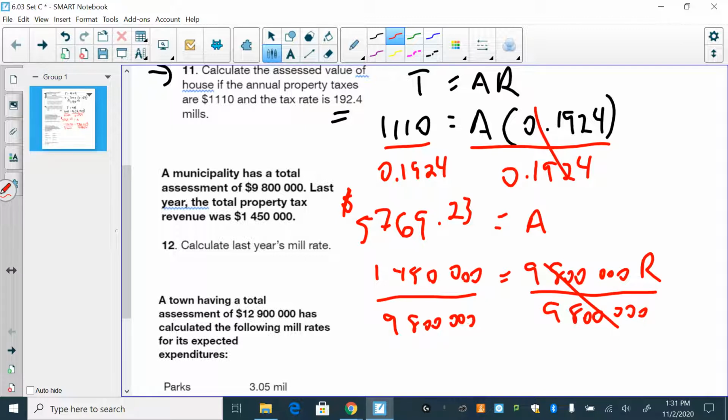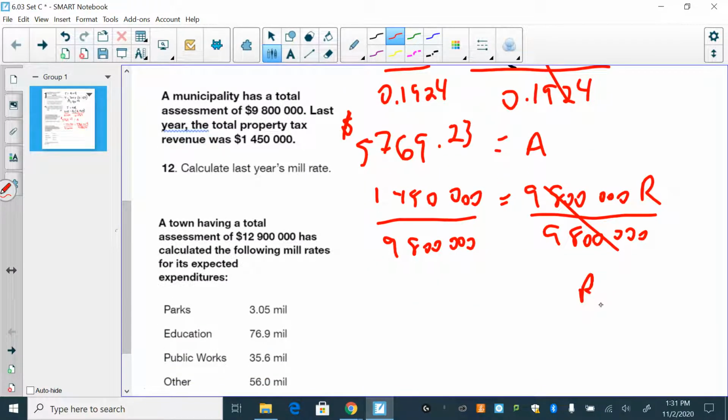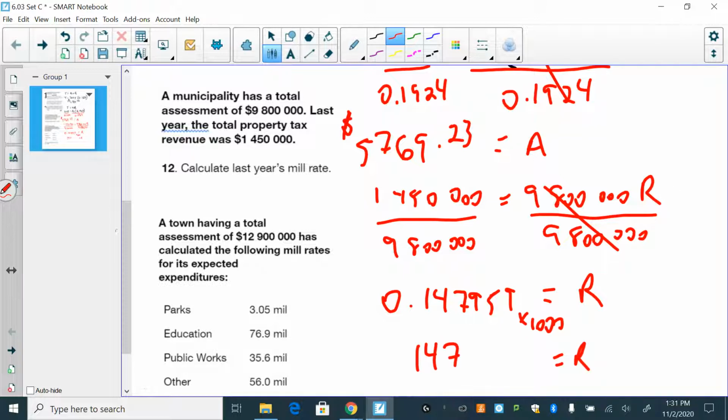And then remember, the key part is when you solve for R at the end, you need to multiply by 1,000. So I'm just punching this in right now to get the decimal value. So I got a decimal of 0.14, 7,959. So remember, I have to multiply this by 1,000 to actually get the mill rate, which is what I want. So 147, let's just do 0.96. And so that's mill. So that's my rate.